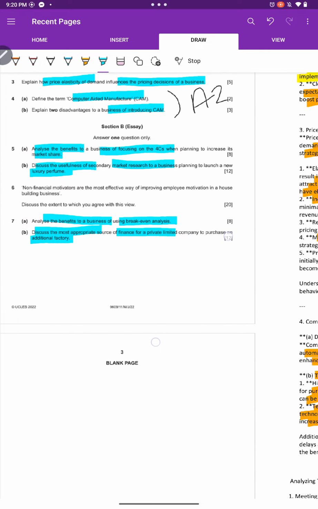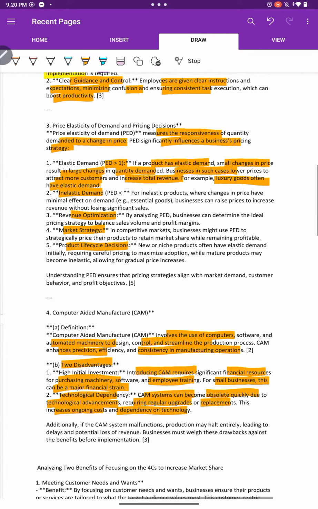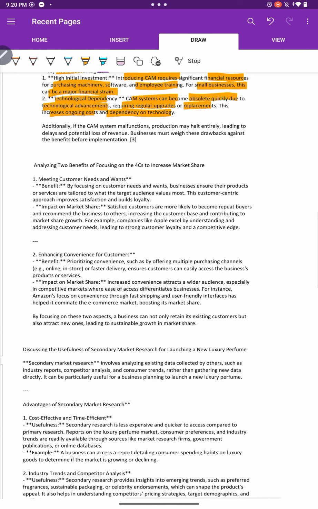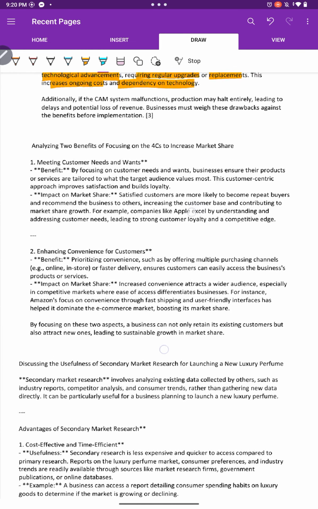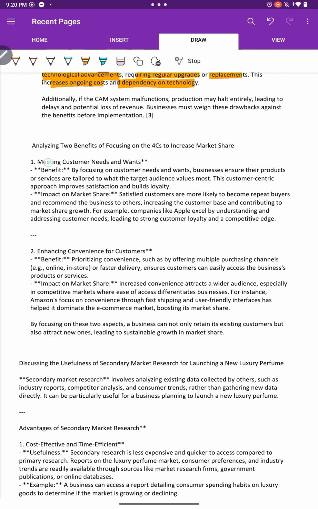So now let's discuss the benefits of focusing on the four C's. The first benefit of using the four C's is meeting customer needs and wants. So this is my identification, my knowledge. So what would be its benefit? By focusing on customer needs and wants, businesses ensure their product or services are tailored to what the target audience values most. This customer-centric approach improves satisfaction and builds loyalty.